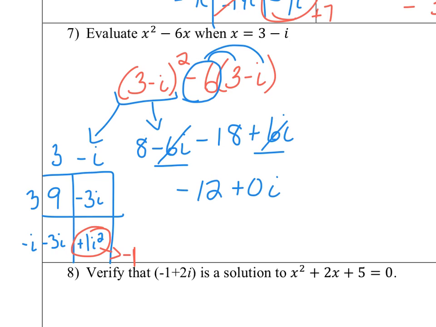We're just left with negative 12. Oh, excuse me. You're left with negative 10. I can't erase, but this should be negative 10 plus 0i.